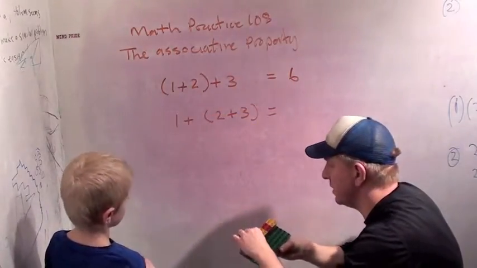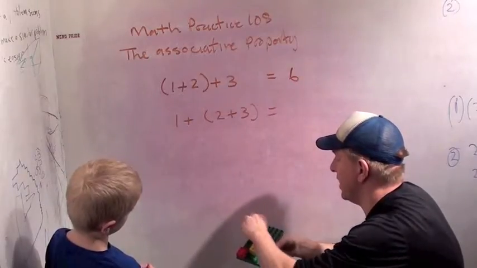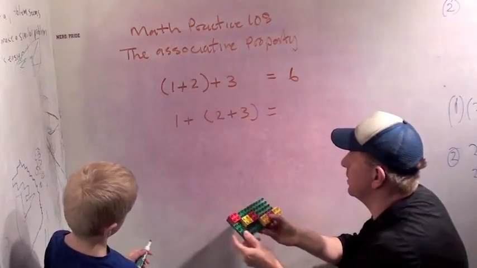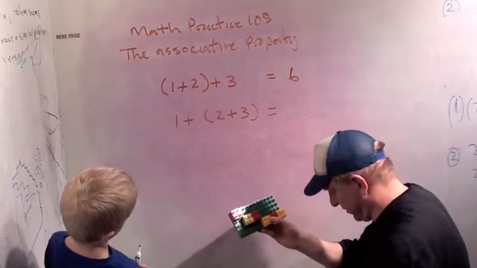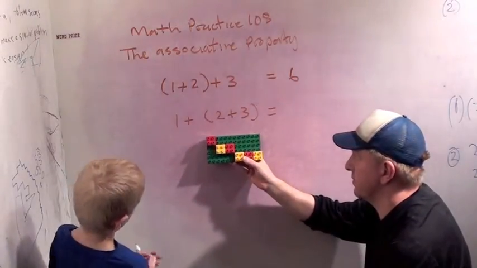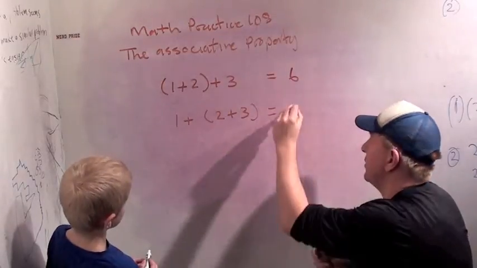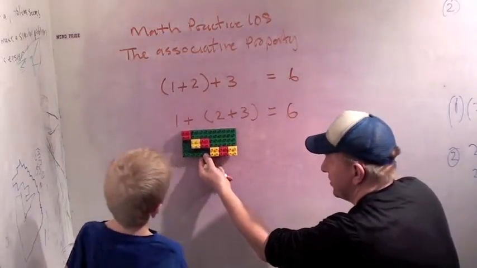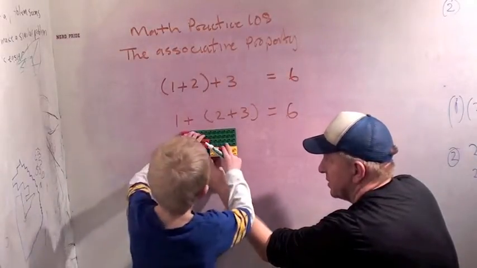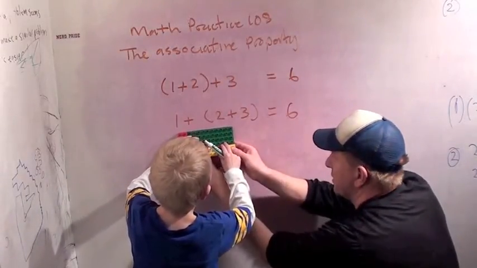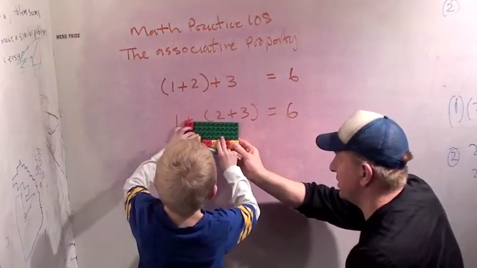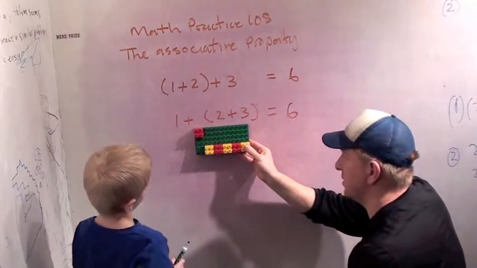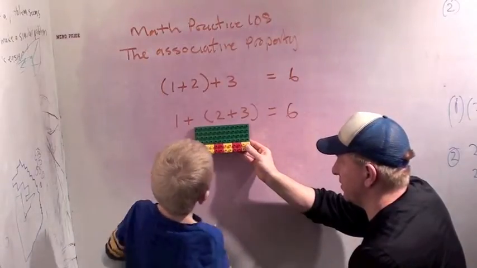Okay? So next I have 1 plus 2 plus 3. What does that equal? It equals 6 again. And what's this doing with the blocks when I do the 2 plus 3 first? Well, 2 plus 3 shifts down. Okay, we can shift the 2 plus 3 down. And then it becomes a 5. 5 plus 1 is 6. Or 1 plus 5 is 6.